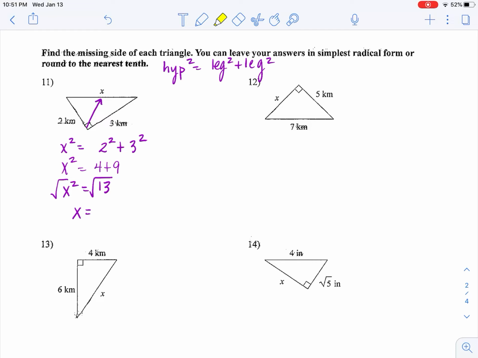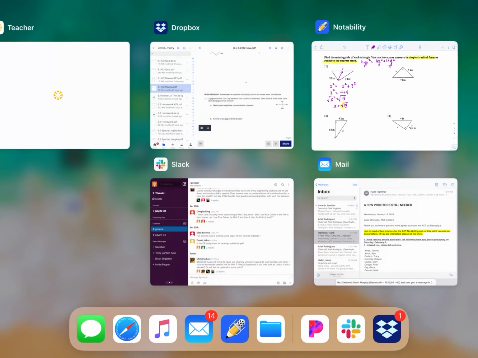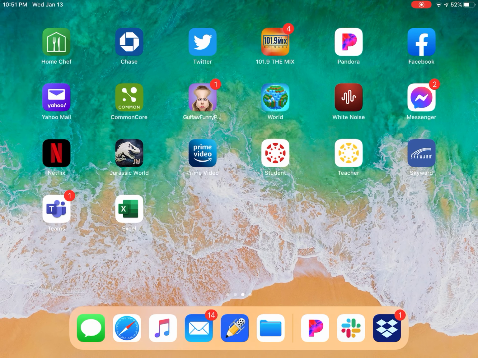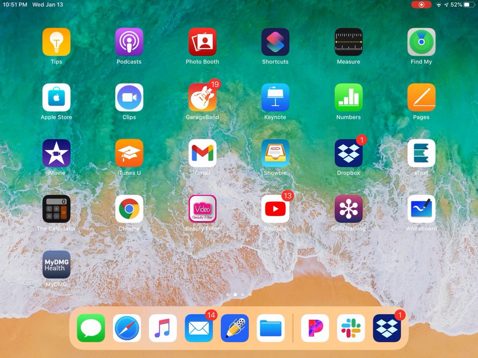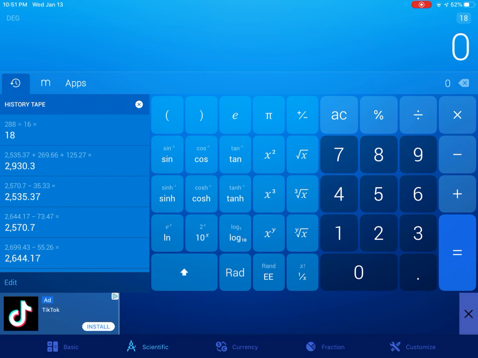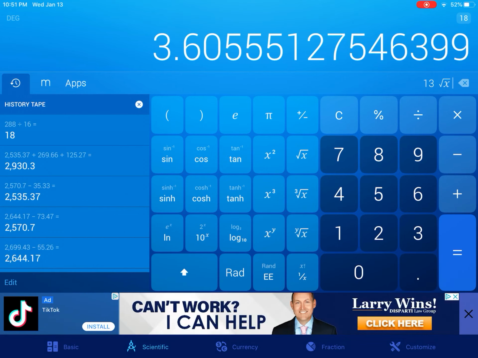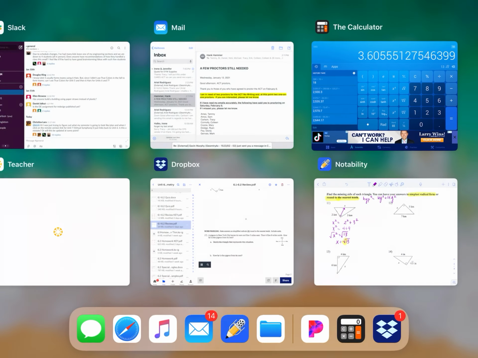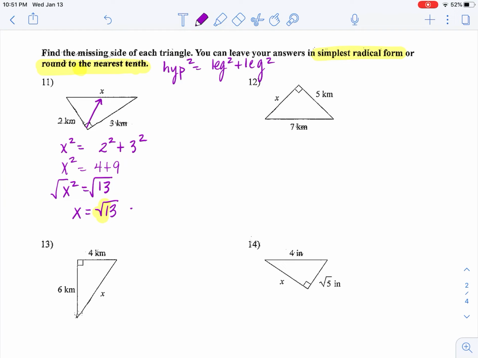Look at the directions. It says you can leave it in simplest radical form, or if you want to take your calculator out and go to the nearest tenth, that's fine too. So you can either leave it as the square root of 13 because there's nothing I can do with that, or you can take your calculator out. Let me see if I can find my calculator, and we can actually take the square root of 13. So if we do that, we're going to take the square root of 13, and we're going to get 3.6. So we could have also stated it as 3.6.